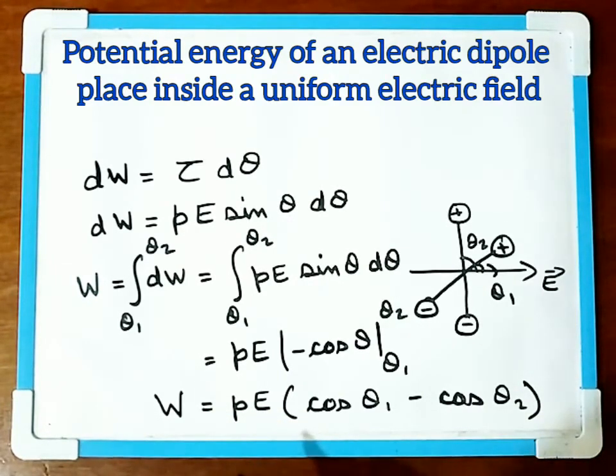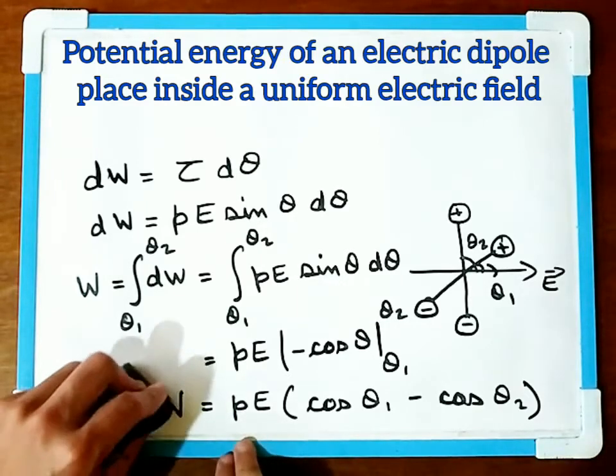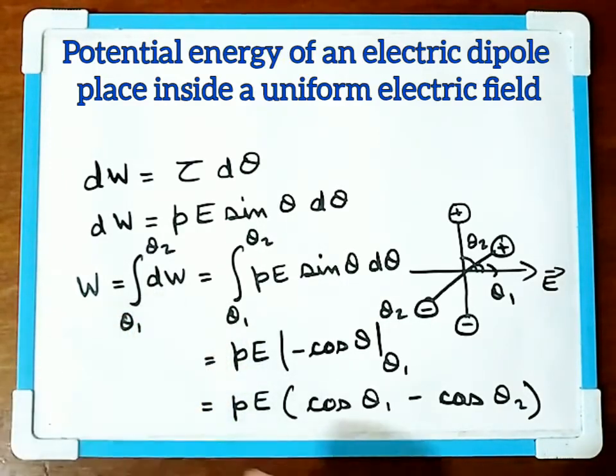And this work done will be stored in the dipole as a potential energy of the dipole. So U, the potential energy, is equal to PE (cos theta 1 minus cos theta 2). Theta 1 is the initial position or the initial angle, and theta 2 is the final position of the dipole.